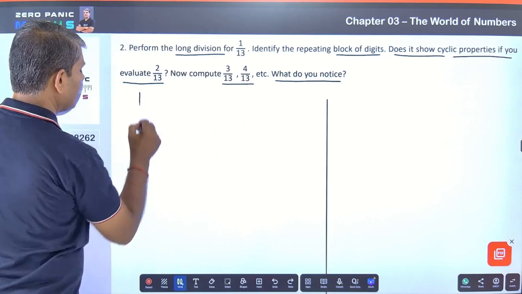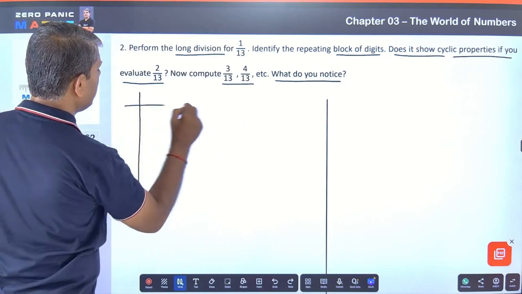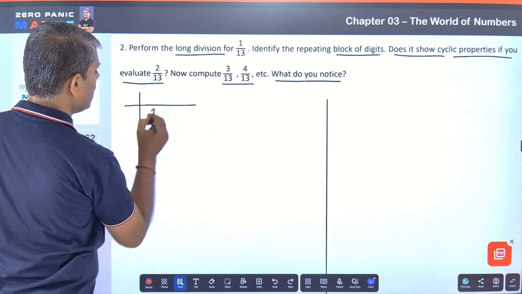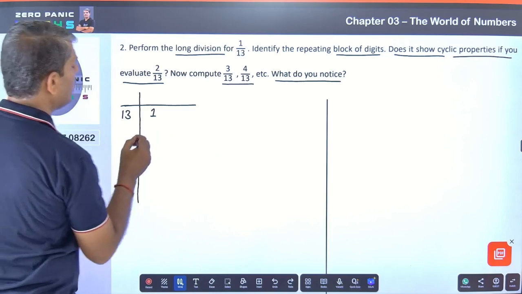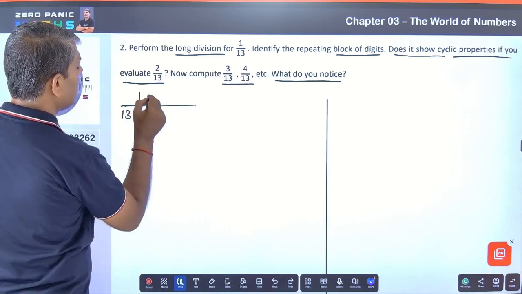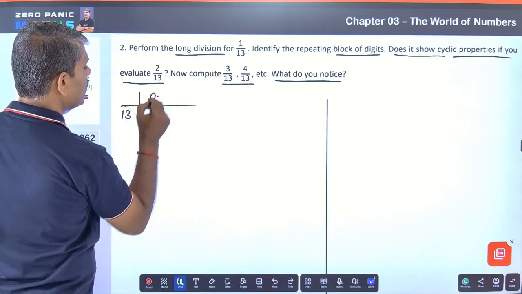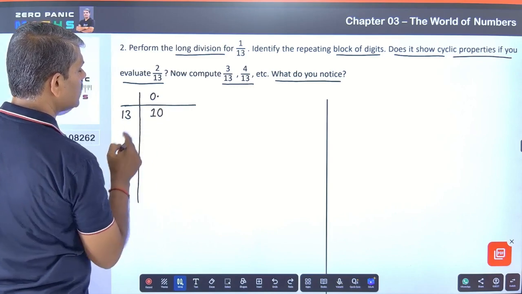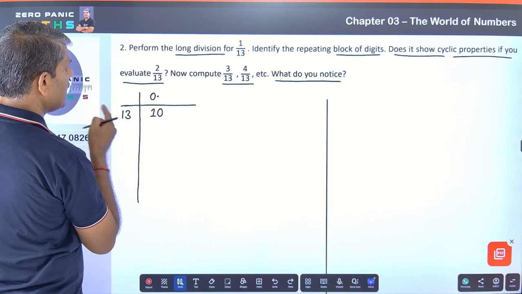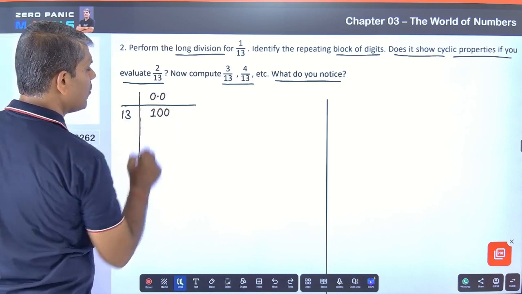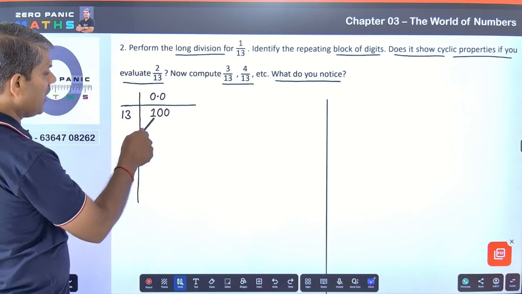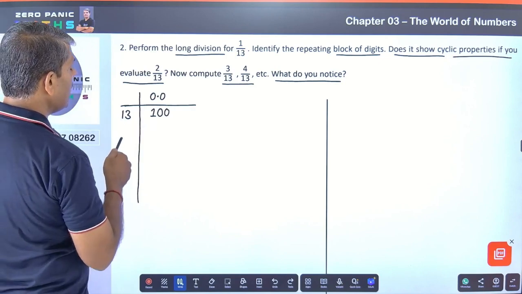Okay, so let me take the value here. This is 1, and 13. Listen to me carefully. Since 1 is less than 13, I'll take 0 point. That will give me 10, but still 10 is less than 13, so I'll give a 0 here in the quotient and borrow a 0 here. Now it became 100, which is divisible by 13.